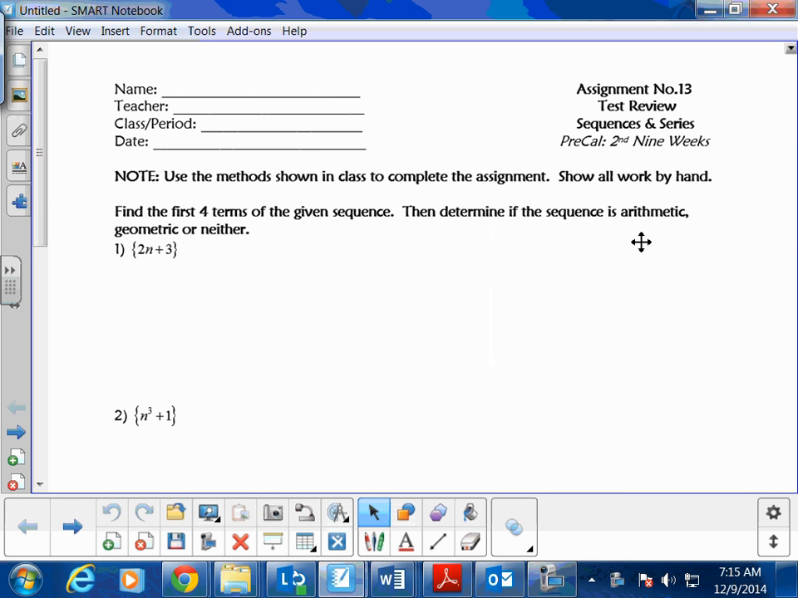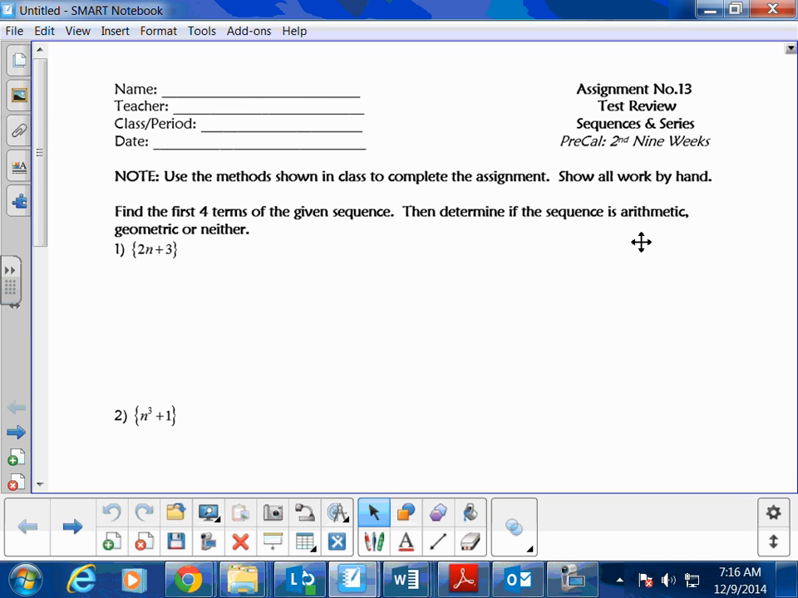Good day, class. Let's go ahead and go over this last test we're going to have for the semester, not the semester exam, and we're going to be dealing with sequences and series. It says in this first problem, find the first four terms of the given sequence, then determine if the sequence is arithmetic, geometric, or neither.